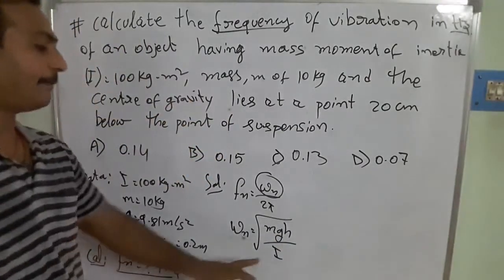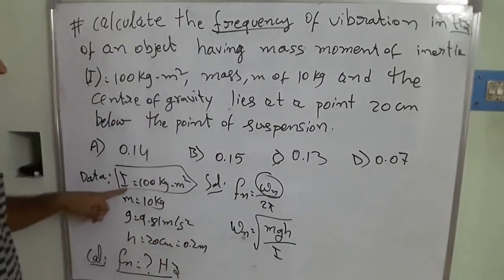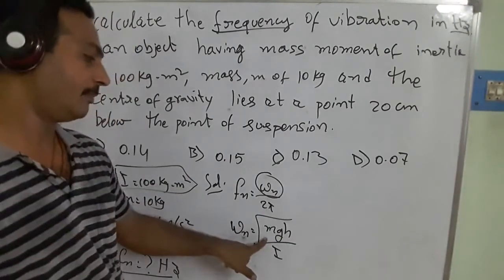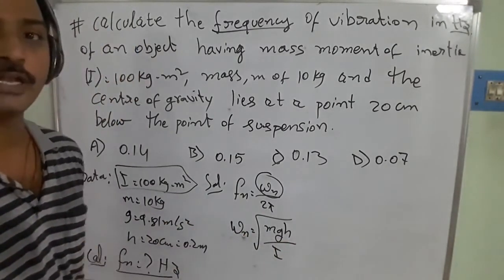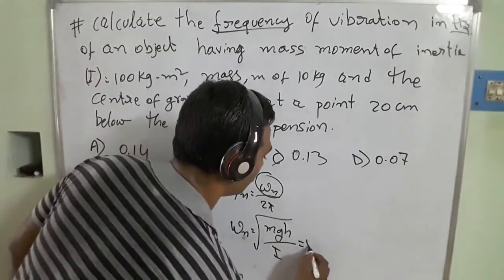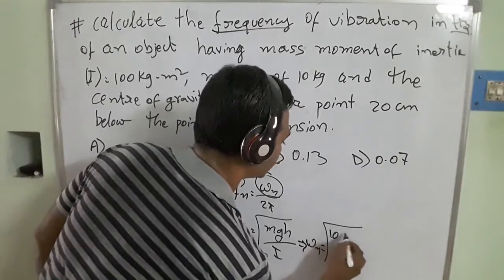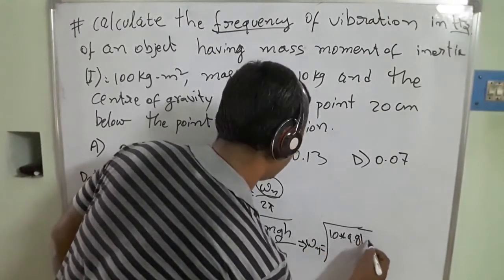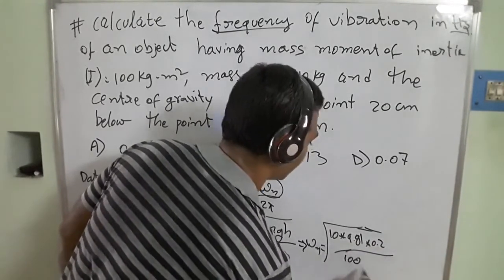In this case, I am not going to be taking the mk square, because in the given data I already got I equal to 100 kg per meter square. And m is available, g is available, h is available. If I substitute in this equation, then omega n is equal to the square root of, mass is equal to 10, g is 9.81, h is equal to 0.2, and I is equal to 100.